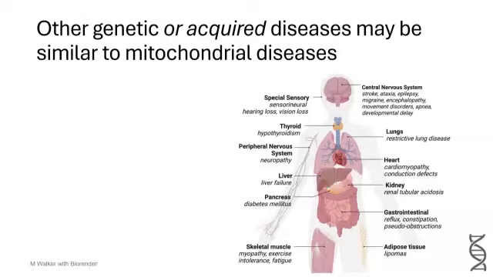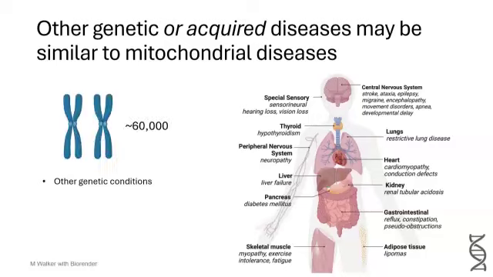So, as I mentioned before, there are other things that can look a lot like mitochondrial disease, including other genetic conditions. And again, things like infection could similarly look like a mitochondrial disease. I think a lot of you are familiar with things like Lyme disease or other systemic infections that can cause problems in multiple parts of the body and look similar to a genetic mitochondrial disease.